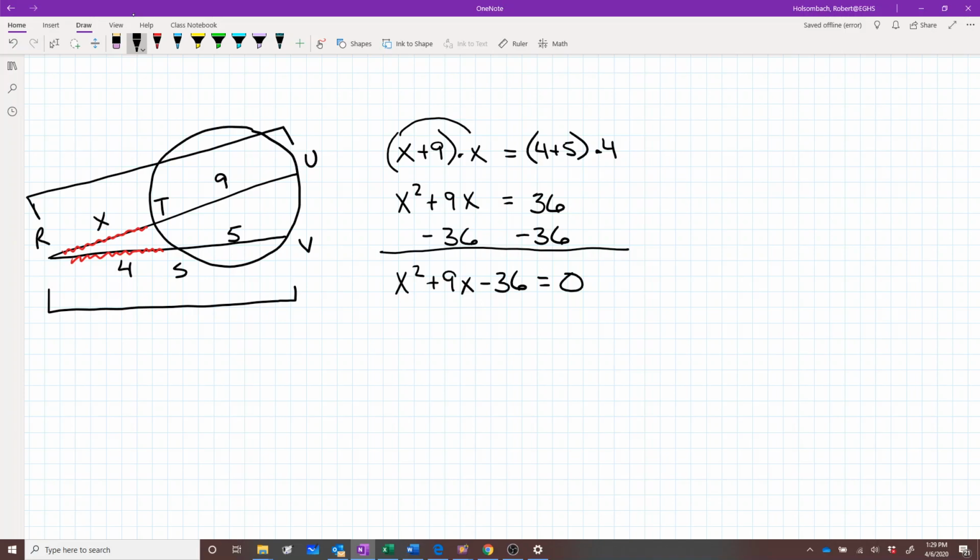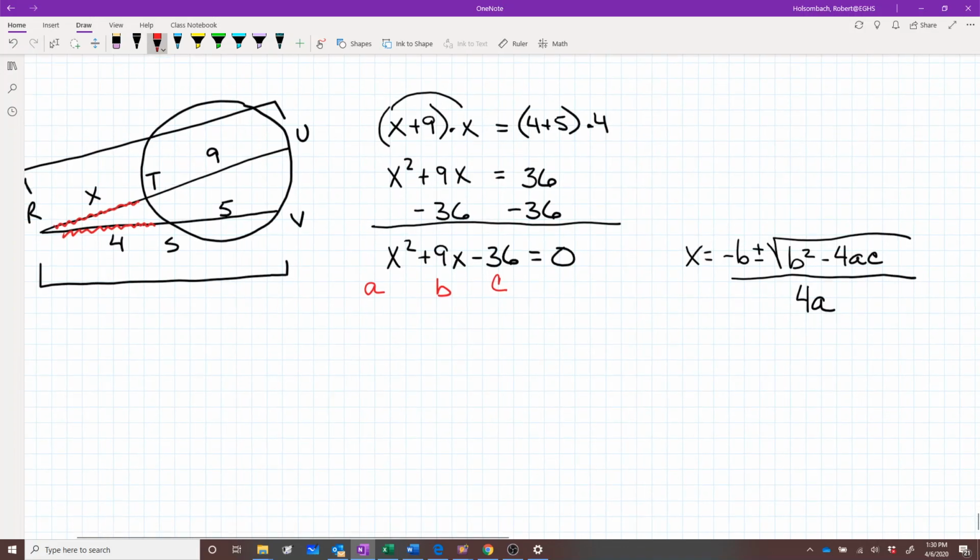So remember, the quadratic formula states that x is equal to the opposite of b plus or minus the square root of b squared minus 4ac all divided by 2 times a. So remember, in this trinomial, your a value is what's in front of the x squared, your b value is what's in front of the x, and your c value is what's between the x and the equal sign when the equation is set equal to 0.